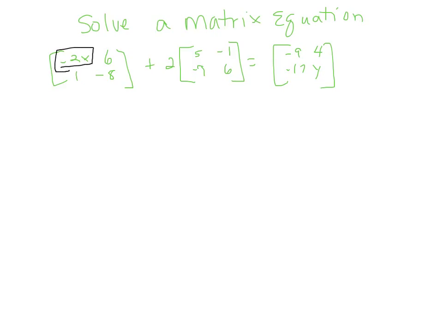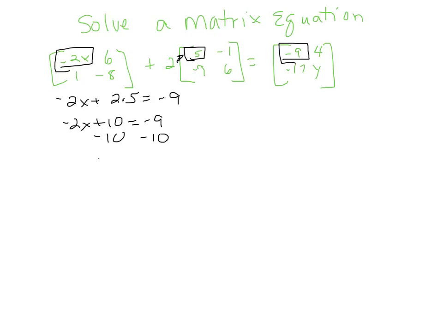He's the first number in the matrix. So we're going to make the equation out of these numbers. So this is going to be -2x plus 2 times 5 equals -9. And then we just simplify. Subtract 10 from both sides. Divide by -2. And x is equal to 19/2.